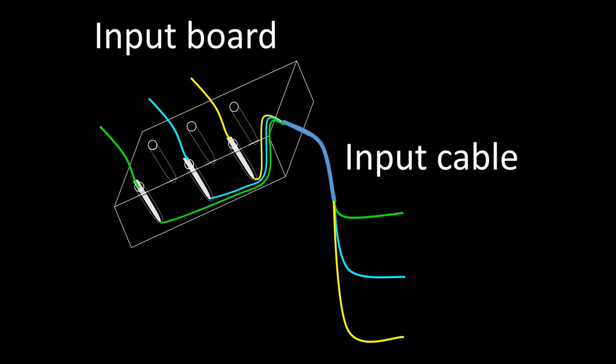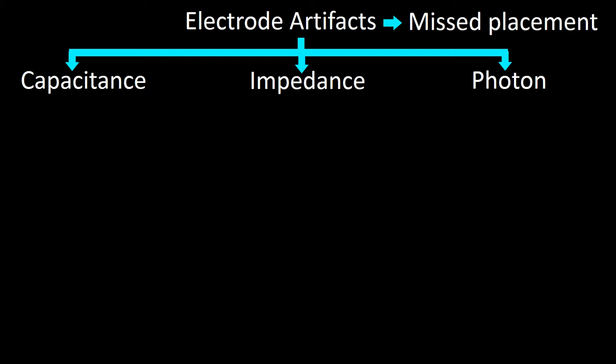The classification I like to use is one that I put together from multiple sources in an attempt to create an organized way for me to remember the different types of artifacts that are directly related to the electrode. The first four divisions of electrode artifacts relate to the alleged mechanism involved in the genesis of the artifact: capacitance, impedance, photons, and electrode placement. This distinction is arbitrary since multiple mechanisms may be involved in the genesis of an electrode artifact, and other solid components of the machine may contribute to what appears to be a purely electrode artifact.